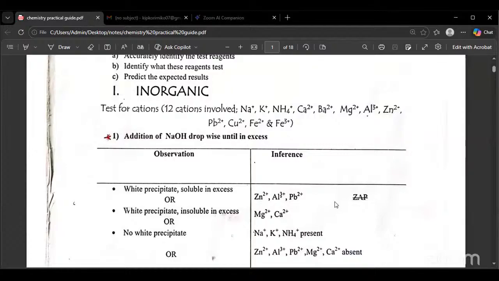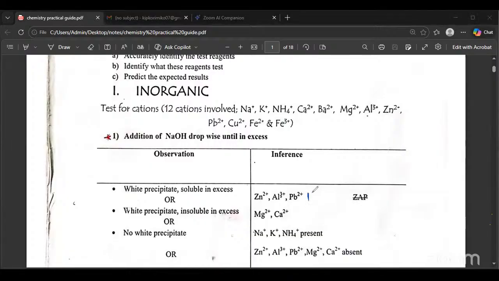That is when you add sodium hydroxide, and then you find that it is a white precipitate that dissolves in excess. It is zinc ions, aluminium ions, lead ions, and it is written now at the end of this one, it is present. And that is actually how we infer. So this one is what I left out, because there is another place where students will write absent.